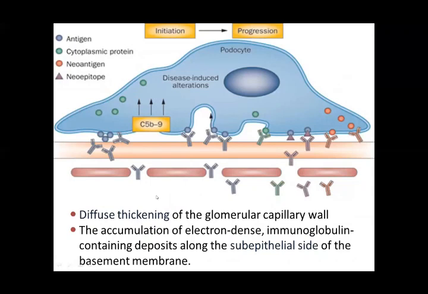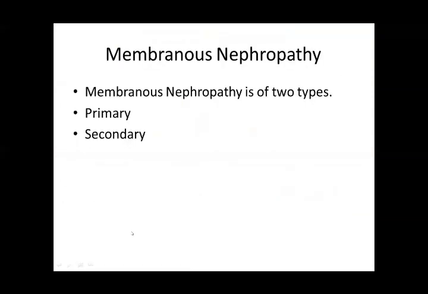This is the same crossing, antibodies shown crossing the GBM, right? And they are coming to lie on the podocyte. The antigens are embedded into the podocyte or pedicle of the podocyte. Immune complex attack is there. C5b to C9. Accumulation of electron dense immune complex-containing deposit along the subepithelial side of the basement membrane is there.